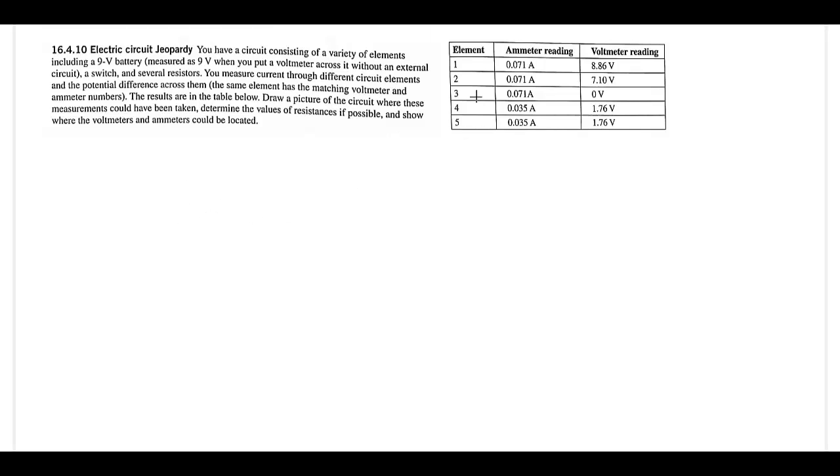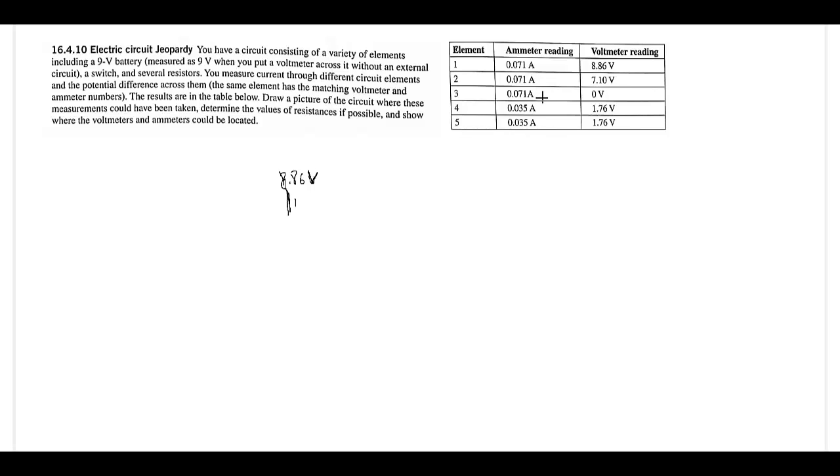We have a maximum potential difference of 8.86. I can only assume then that this element must be the battery. So let us take a battery and call this 8.86 volts. All right, that's a weird potential, but it is what it is. Then we have these three elements, whatever they are, besides the battery, so I guess these two elements that are showing a current of 0.071 amps.